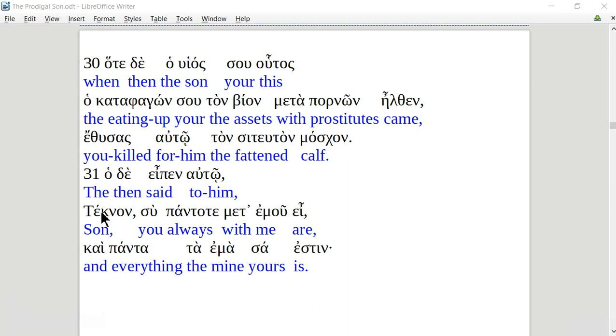But the father said to him, "Son," and this is a more affectionate term than huios that we've seen up here, teknon. So the father addresses him affectionately, "Su pantote met emou ei," you always with me are, you're always with me, and everything, the mine is yours, everything that is mine is yours.